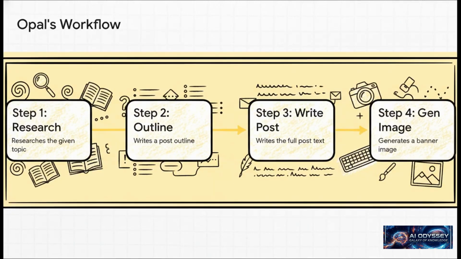And look at this. From that one little sentence, Opal instantly figured out all the logical steps. It just knew that to make a good blog post, you first have to do some research, then you need an outline, then you write the whole article, and finally, you create a banner image. It built the entire recipe all by itself.